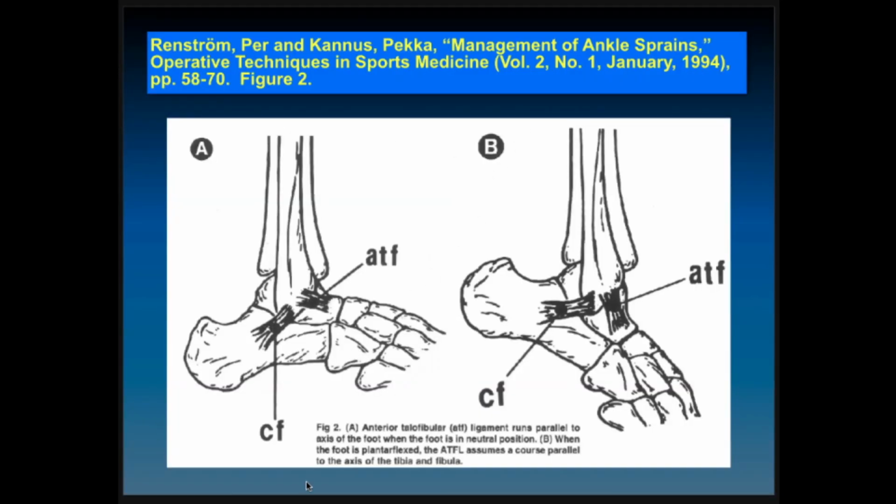This textbook drawing from Per Renstrom shows the orientation of the anterior talofibular ligament and calcaneofibular ligament in neutral flexion and plantar flexion. In plantar flexion, the ATF assumes a course parallel to the axis of the tibia and the fibula, as shown on the right.